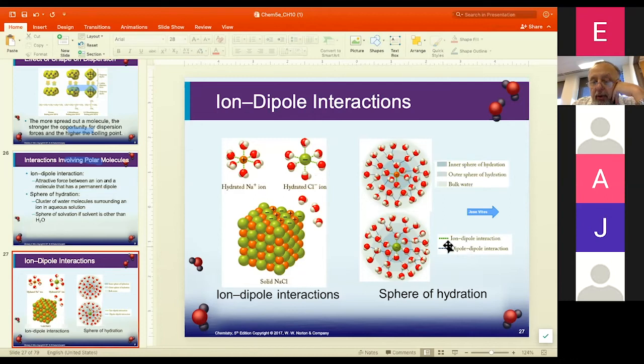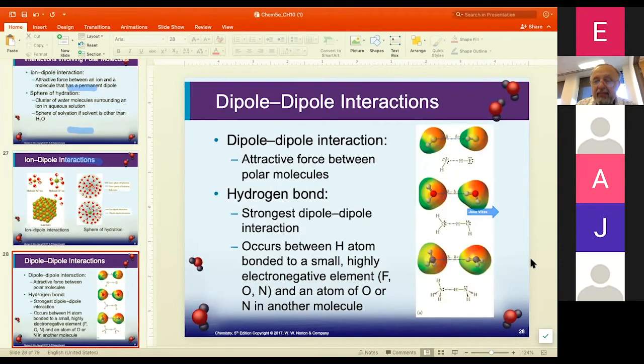Okay, so we are looking here at ion-dipoles. There's also dipole-dipole, which I mentioned. That's when you have polar molecules rather than ions. So let's look at the dipole now.